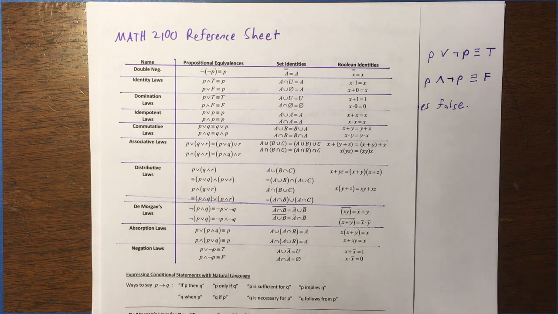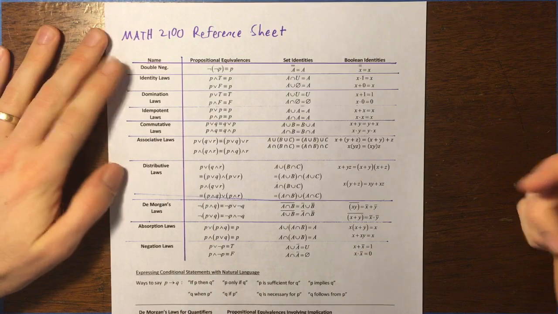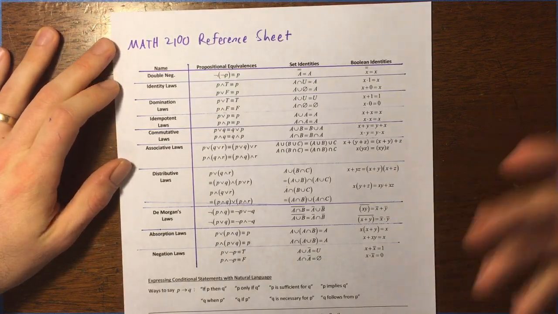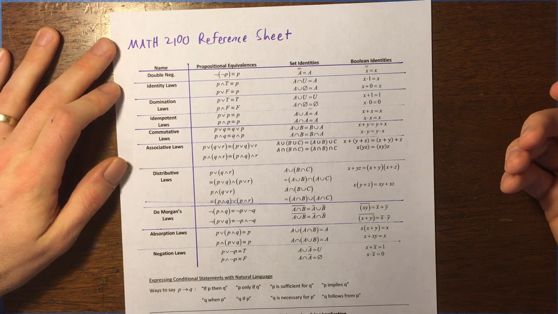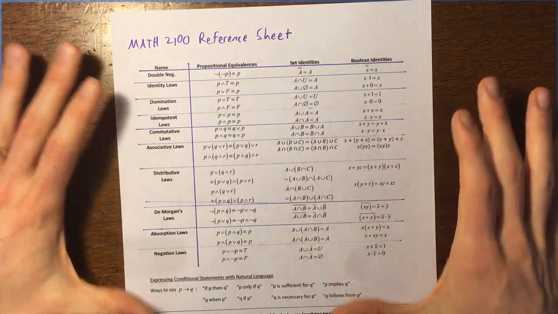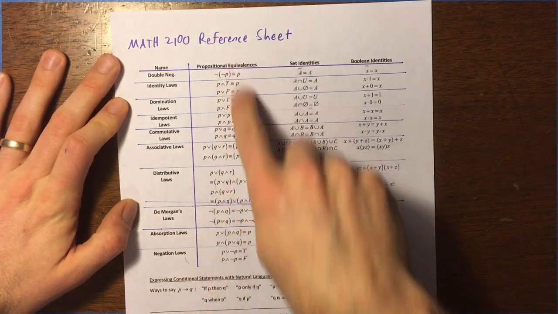This is a reference sheet that you will be provided with on D2L. It's a reference sheet that you'll be allowed to use during exams and while you're working on homework. It's here for you. You don't really have to memorize these things. These are all going to be available to you. We have three columns on the first part of the reference sheet. The first column is for propositional equivalences. This is what we're studying now.